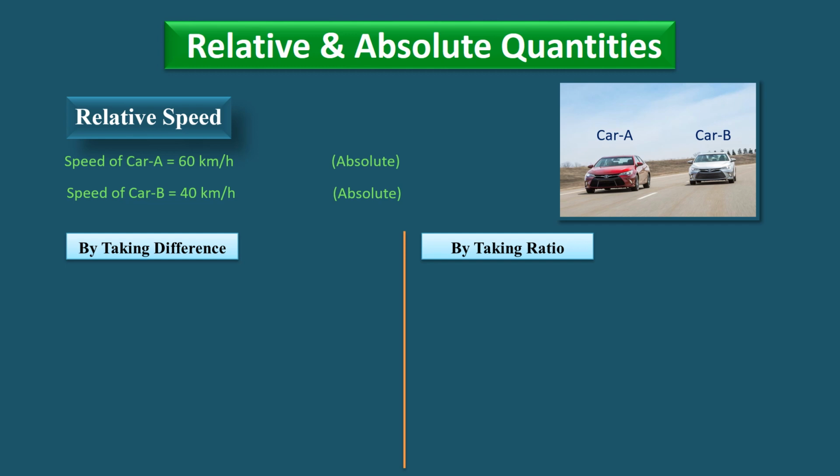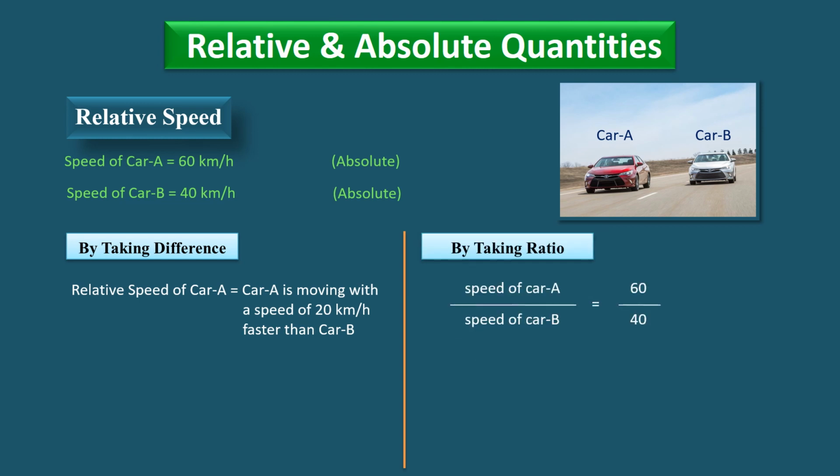So, relative speed of car A means that car A is moving with a speed of 20 km per hour faster than car B. If we find their ratio, we say that relative speed of car A is 1.5 times that of speed of car B. In this case, car B is chosen as standard.